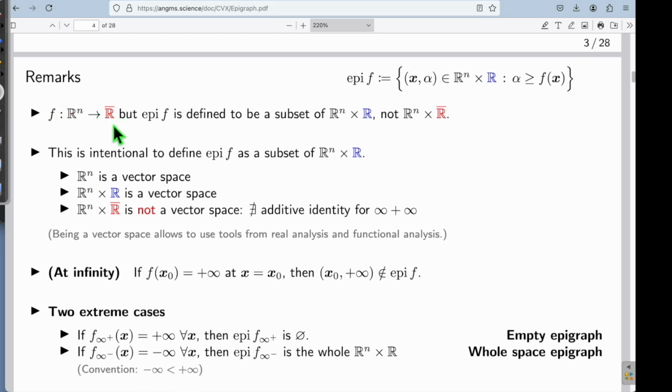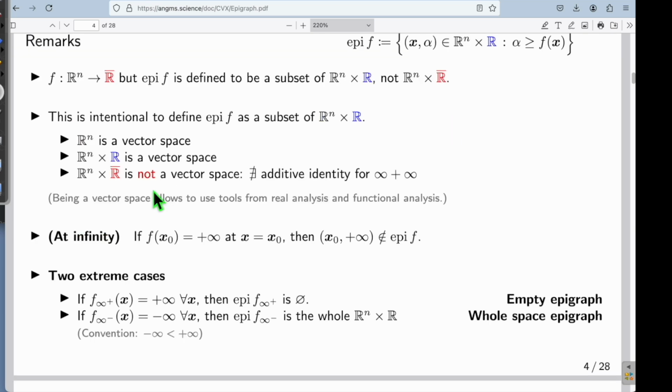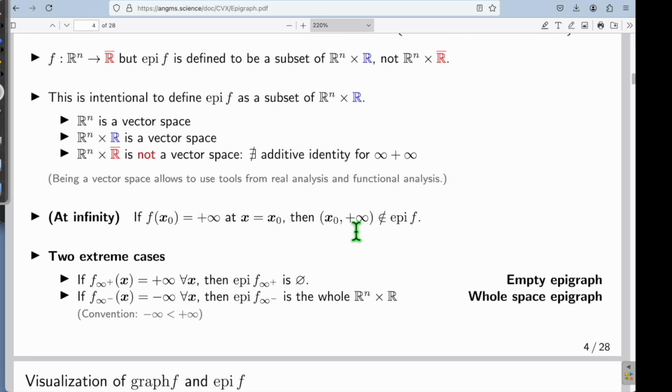Here are some details. f can give you infinity, but the epigraph does not have infinity. The math reason why this is the case is because this thing is not a vector space. What's a vector space? It's a set with many rules, and one of the rules is you have an additive identity. But for infinity, you don't have that. So that's why this thing does not belong to the epigraph.